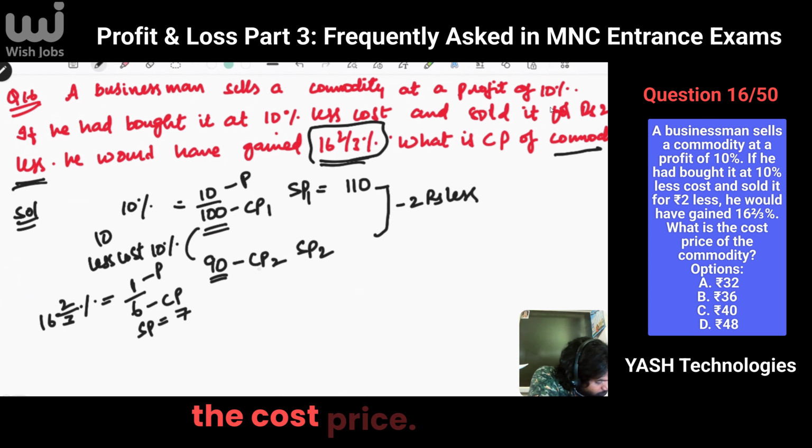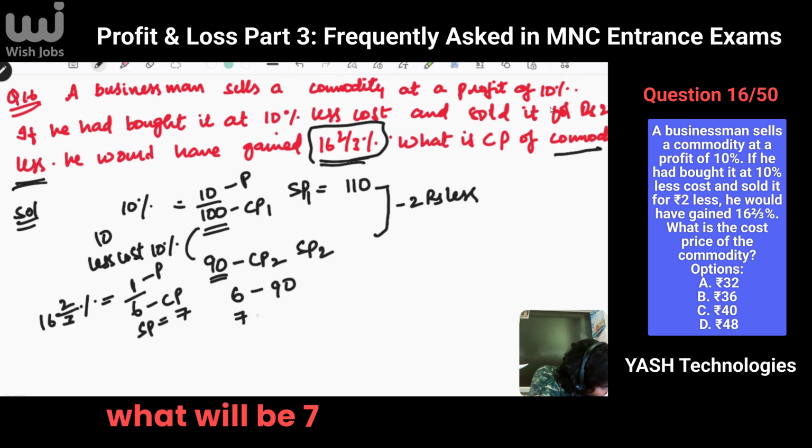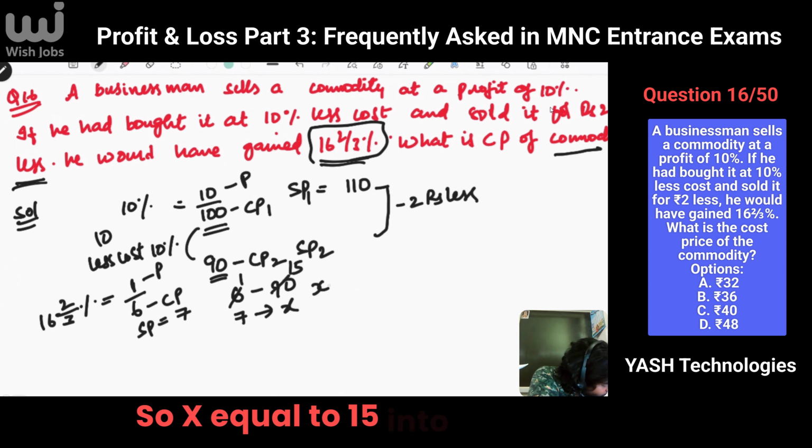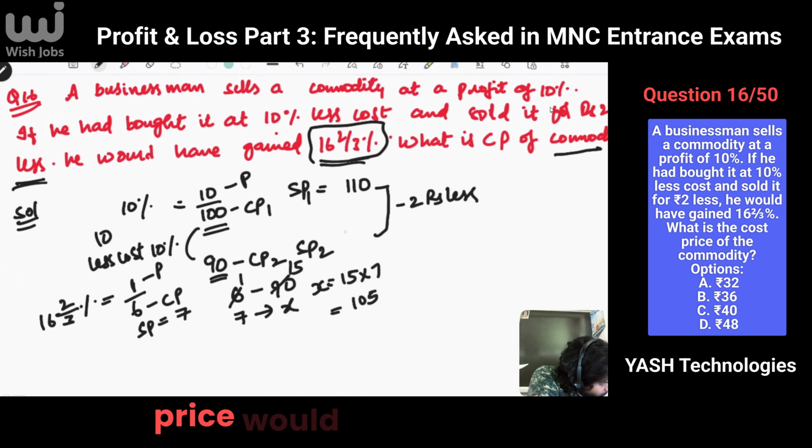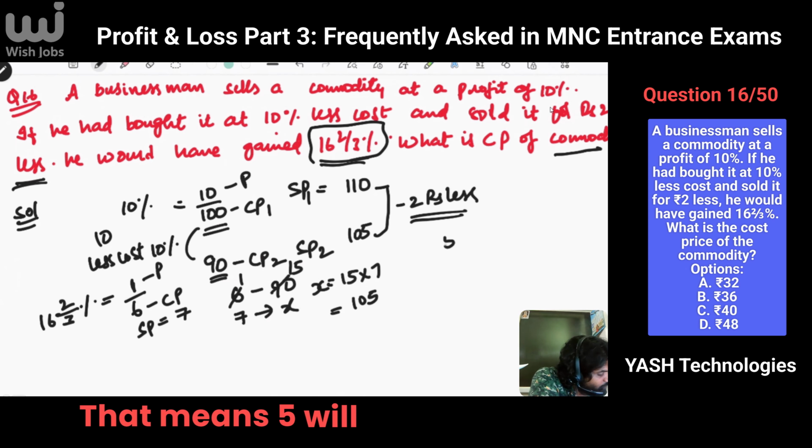But you already know the cost price. When 6 becomes 90, what will be 7? Which is x. 6 ones are 6, 15s are. So x equal to 15 into 7, which is 105. So the selling price would be 105. When the difference between the selling price 1 and 2 is 5 rupees, but in reality he told it is 2 rupees, that means 5 will become 2. You just need to find the cost price of the commodity.